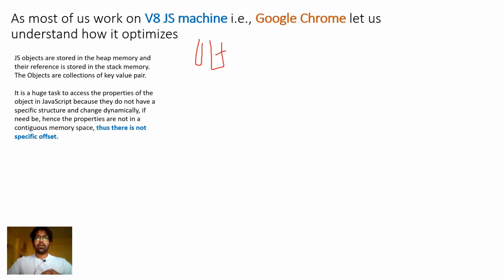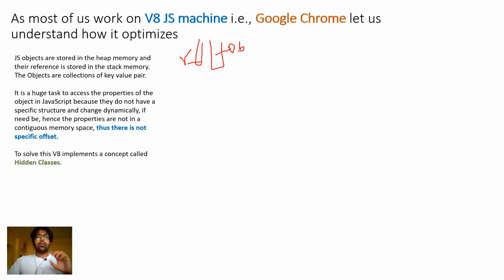In heap memory we have got objects. In stack memory we have got references. With the help of these references we get the properties of the object. But in JS it is going to be difficult because it's a dynamically typed language and we can add properties to the object on the fly. So it's not a contiguous memory location. We do not have a fixed object layout, or constant offsets. That's why it's very difficult to get the properties of an object.